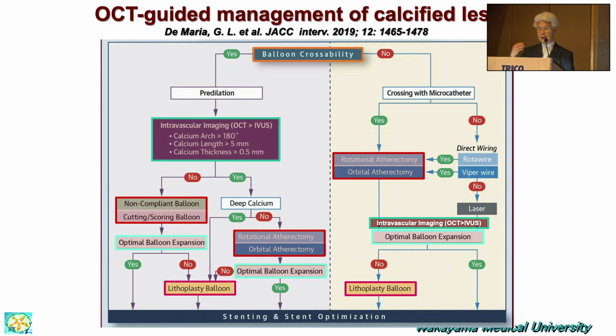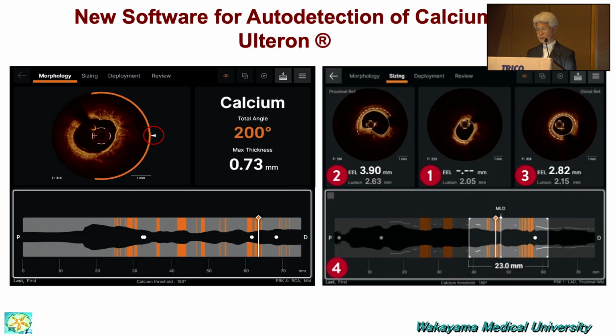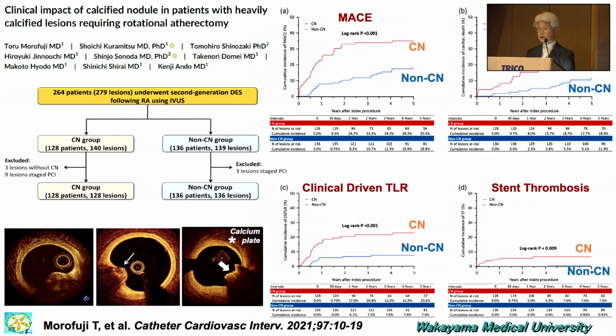But if by a simple high pressure non-compliant balloon or cutting balloon, it is not enough expanded, you try to do the IVL as shown in this slide. And recently, this is an Abbott new OCT. It is easy to identify the calcium angle and the position of the calcium as shown in this slide. This is very convenient for the beginner to identify the calcium and distribution.